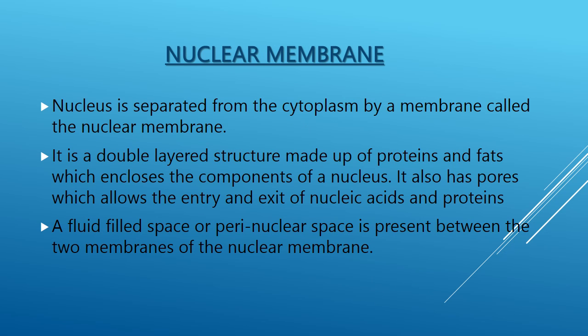The nuclear membrane. So what is a nuclear membrane? Similar to a cell membrane, it separates the nucleus from the cytoplasm by a membrane, and that membrane is known as nuclear membrane. It is also a double-layered structure made up of proteins and fats, which encloses the components of a nucleus. It has pores, which allow the entry and exit of nucleic acid and proteins.